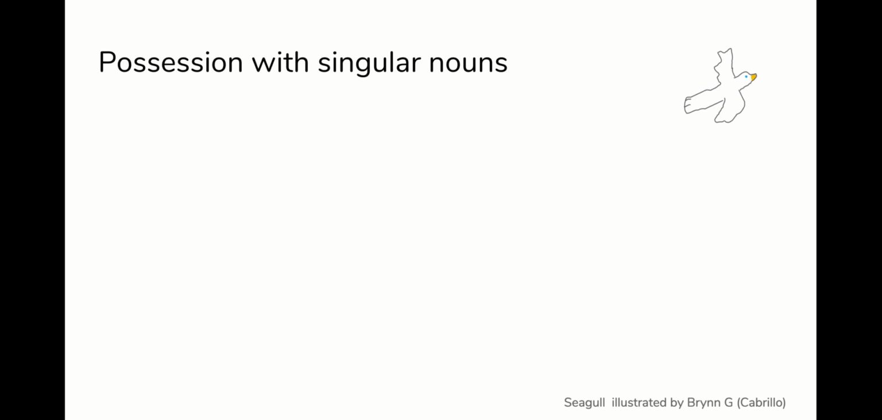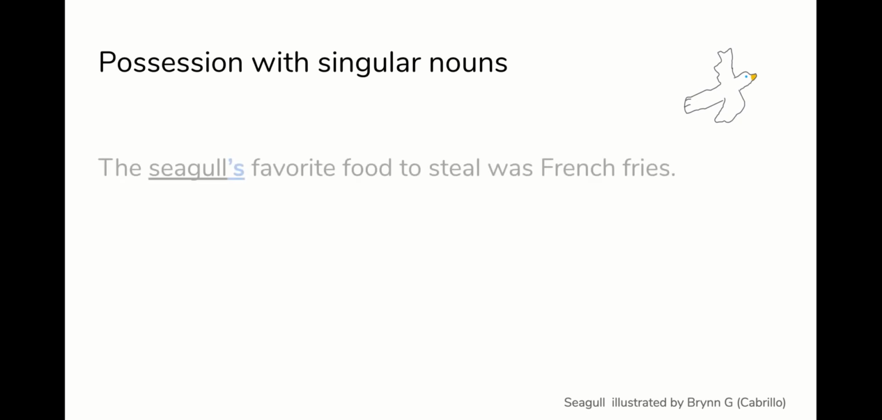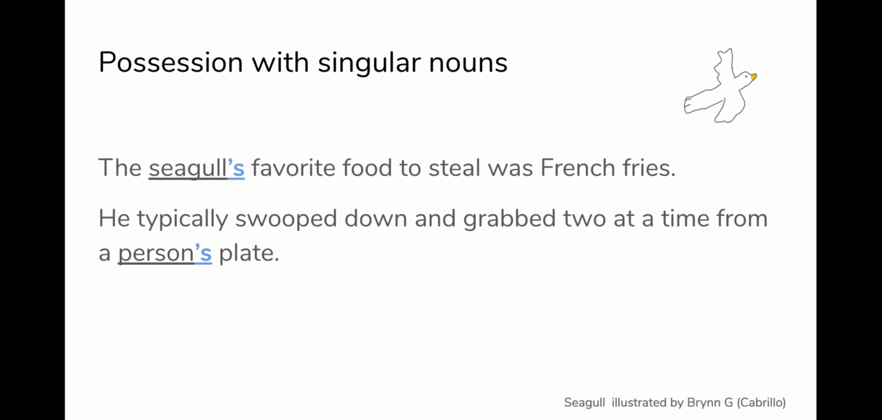Possession with a singular noun is super easy. Everybody's probably good at it by middle school. For example, the seagull's favorite food to steal was French fries. He typically swooped down and grabbed 2 at a time from a person's plate. So we can see we just add an apostrophe and an S if it's one seagull. We add an apostrophe and an S if it's one person. That's showing ownership.